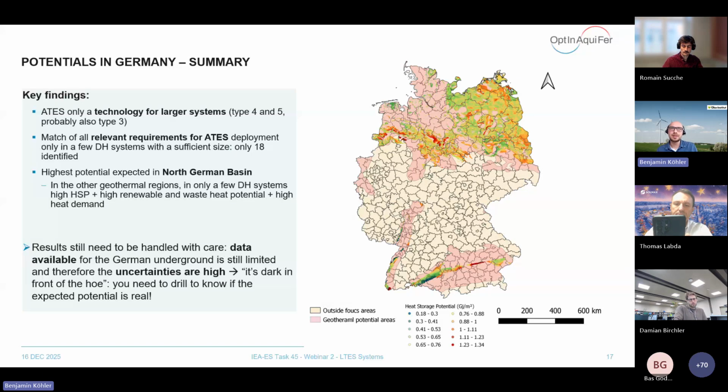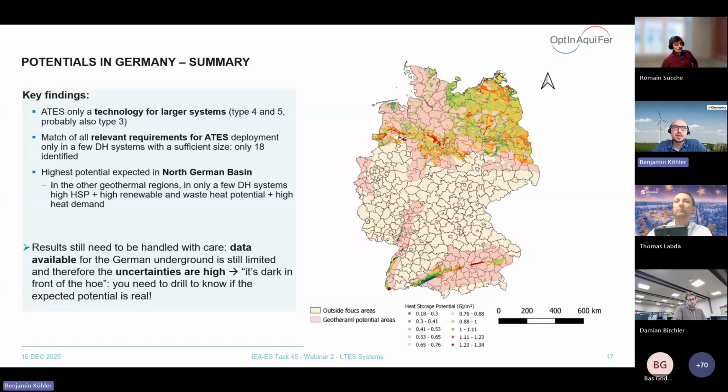We only identified 18 all over Germany. And the highest potential is expected in the North German basin. In the other geothermal regions, in only a few district heating systems, we found a high heat storage potential in the underground, plus high renewable and waste heat potential, plus high enough heat demand from the district heating systems.